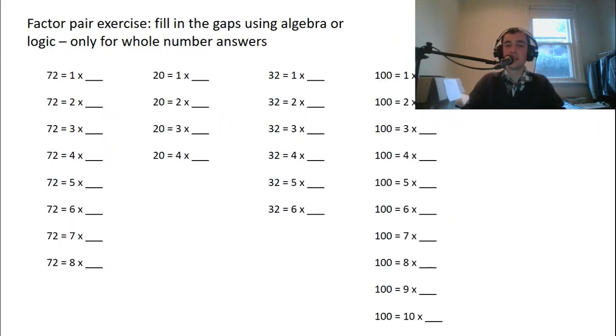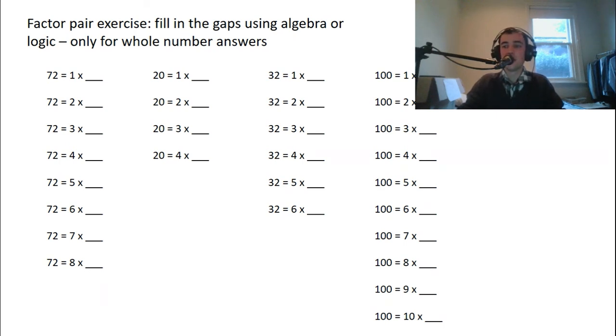If you want to pause the video and do this sheet, then this helps you to find all the factor pairs of these numbers. I've already done 72, but you might want to do it again if you want to. And there we go. Some of them are impossible. So if you look at 100 equals 9 times, you can just scratch that out if you want to, because that's impossible. So if you want to pause the video and do this, up to you.